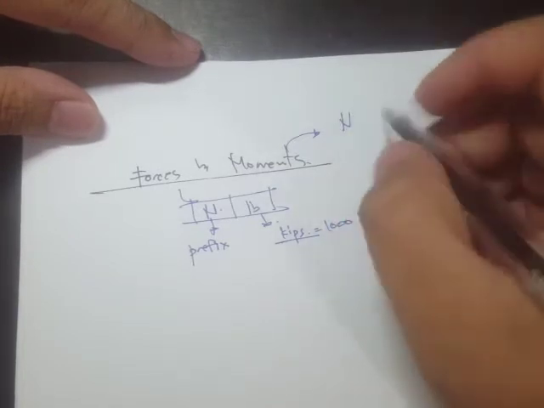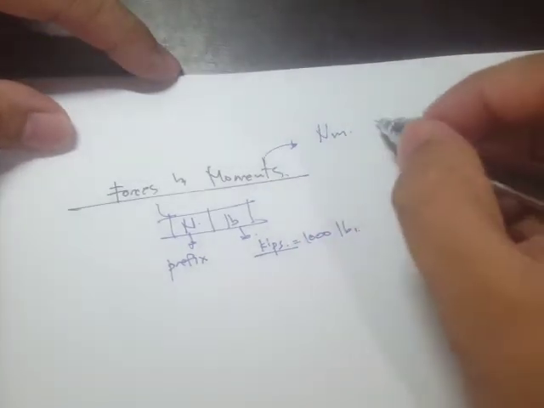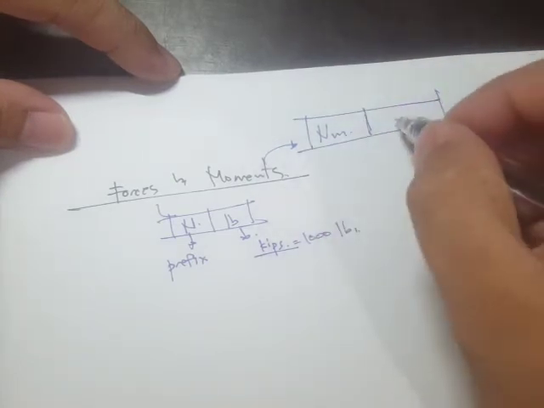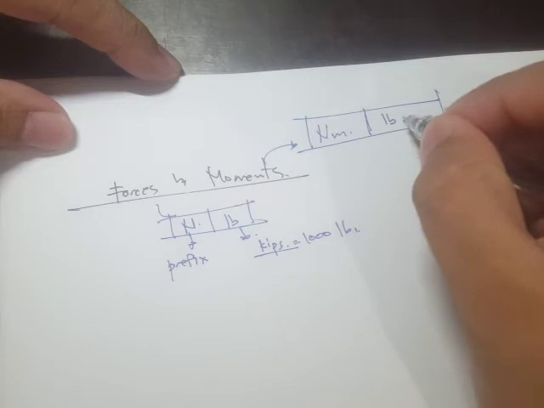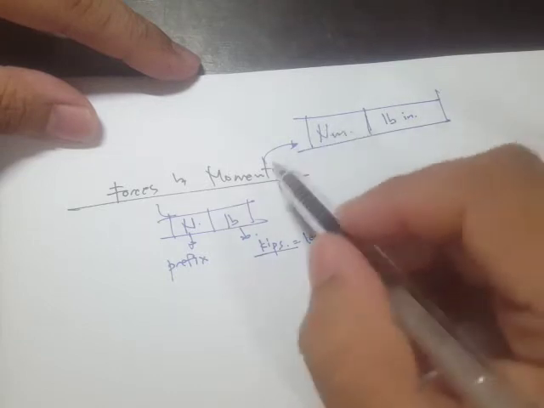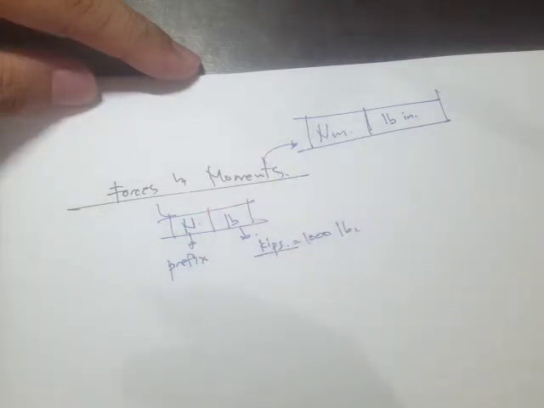And when we say moments, the unit of moment is force times distance, Newton meter, or in terms of English units, it could be pound foot or pound inch. Take note that a moment can be described as something like a force that causes rotation.